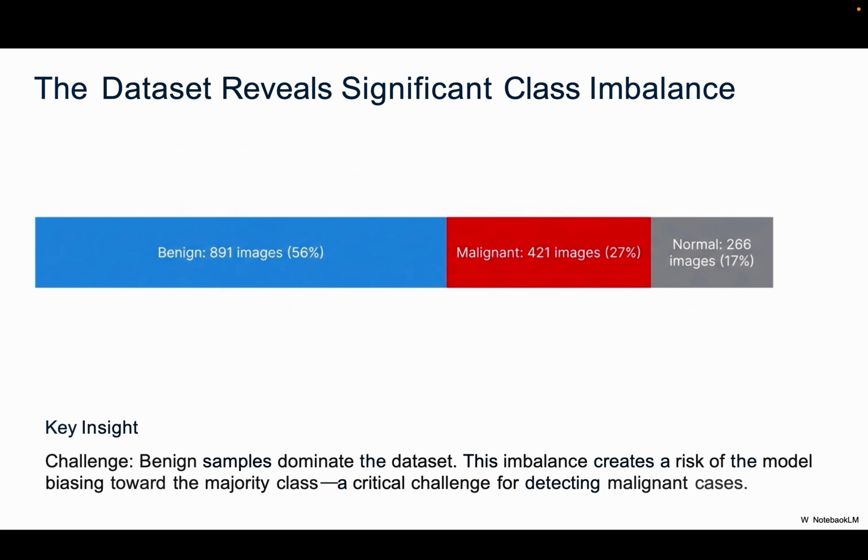The dataset shows a significant class imbalance. Benign samples dominate the dataset, while malignant cases are fewer. This imbalance introduces a bias risk, which is especially critical for cancer detection.